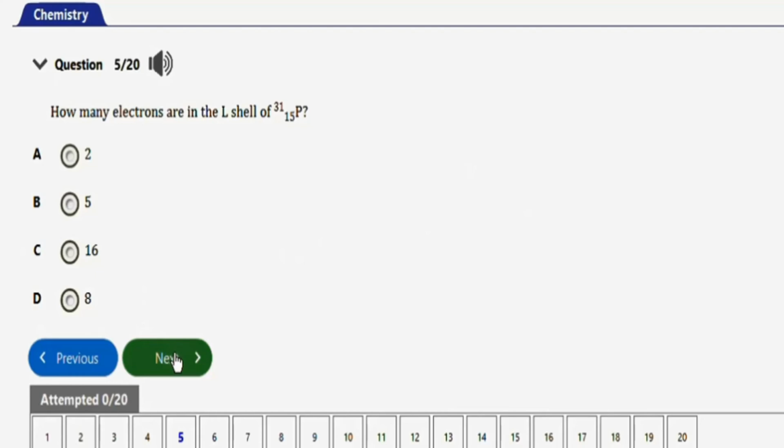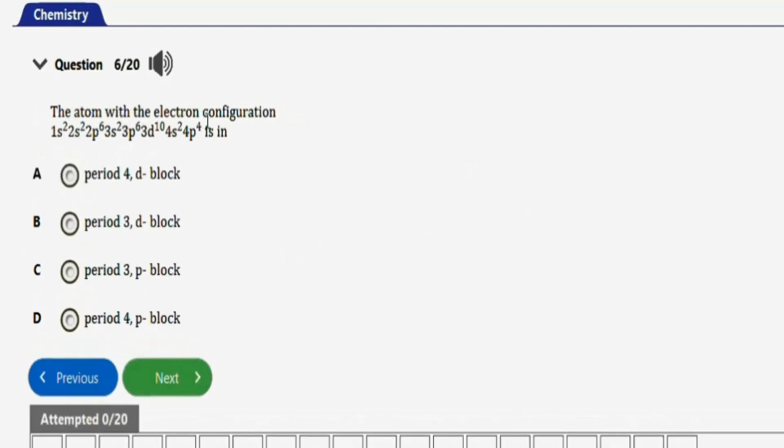Next the question says the atom with the electron configuration is in, basically, period 4 and P block. I can remember this question. This is a repeated question, so I've come across it again. The right option is option D. When I came across it the first time, I realized that the answer was this option, so I'm choosing the option again and I verified it. The right option is option D, period 4 and P block.